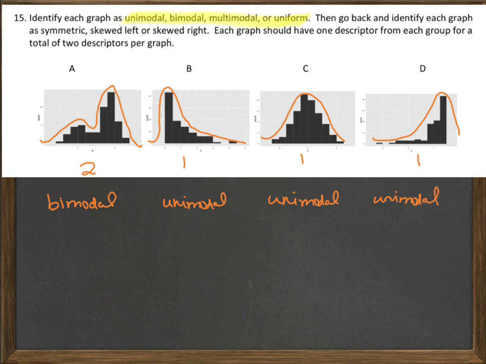Okay? So those are the number of modes for each of our graphs. So now let's keep reading. What else does the question want us to say?